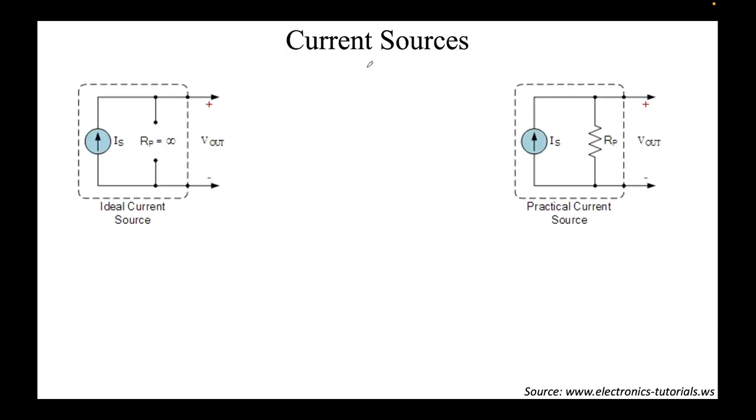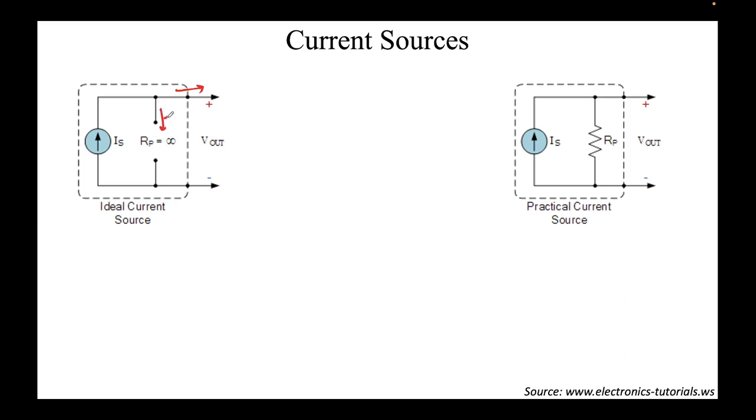On the screen you can see two current sources. One is an ideal current source, one is a practical current source. On the left is an ideal current source. Inside this current source is nothing but the black rectangle that you see. The ideal current source promises that it will output a fixed current. You can see this infinite resistance over here, right? So no current can flow through here.